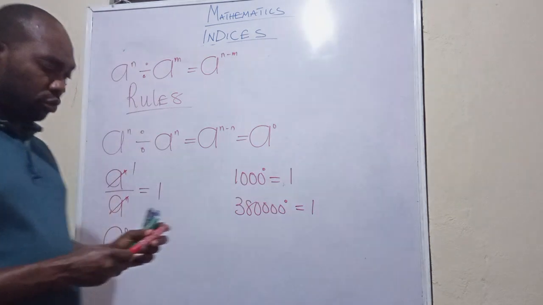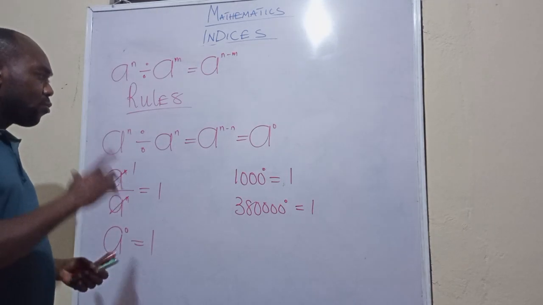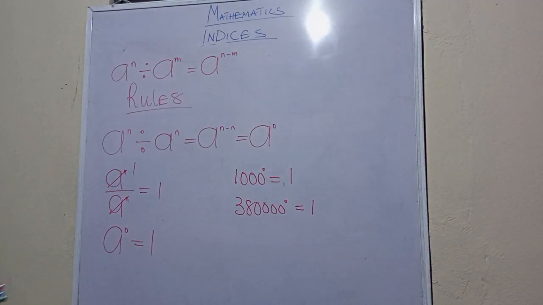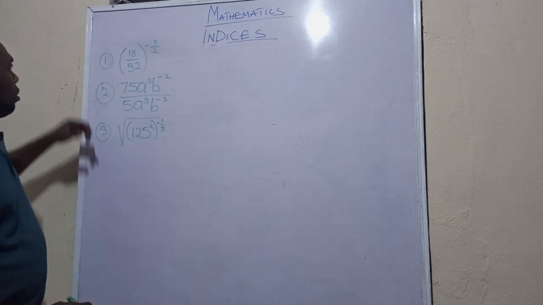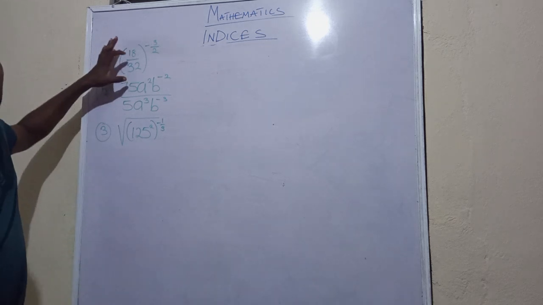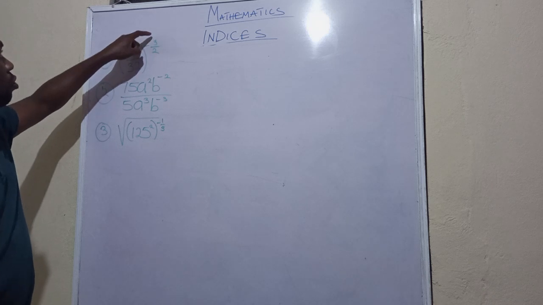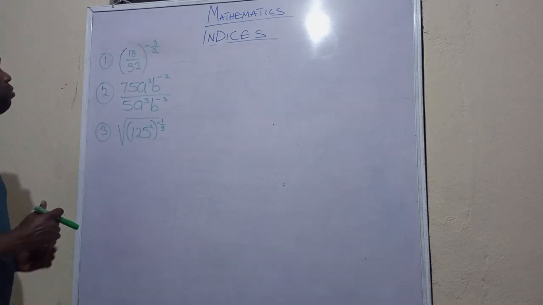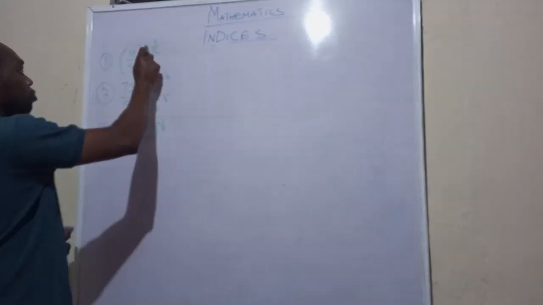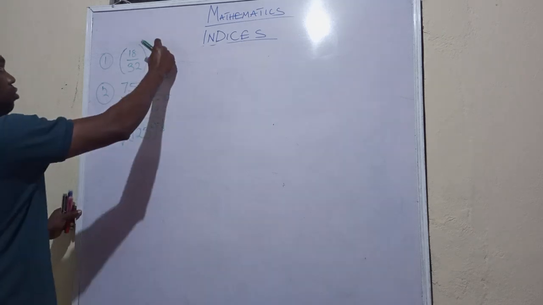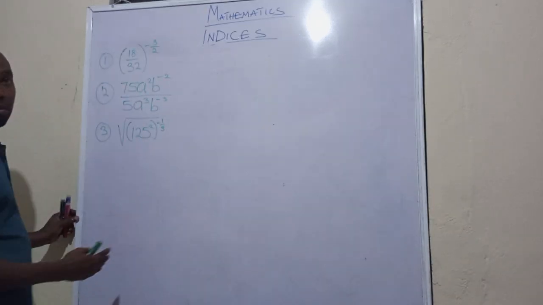So I want you to note this, and let's see how we can solve some few complicated questions in indices. All right, let's look at these three questions. The first one is 18 over 32 raised to the power of minus 3 over 2. As you can see, this is in my own rule. This is rule 3, and this is rule 5 playing out.